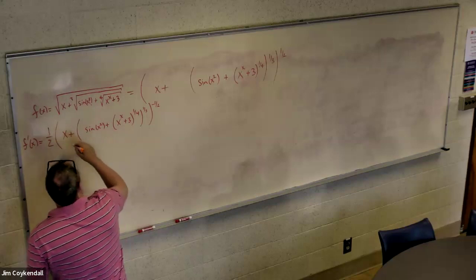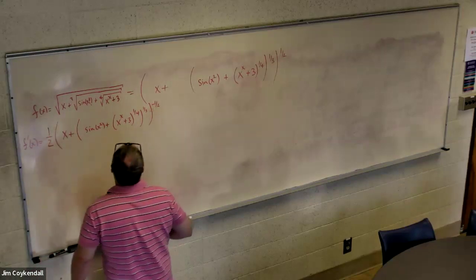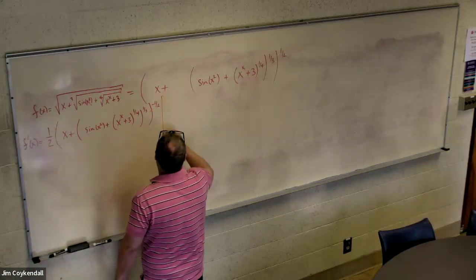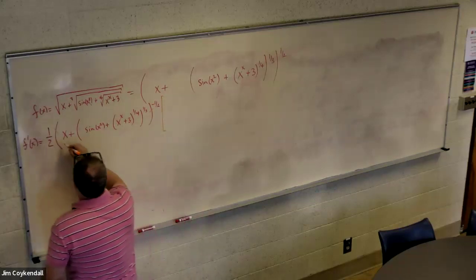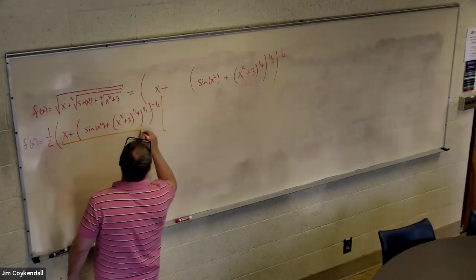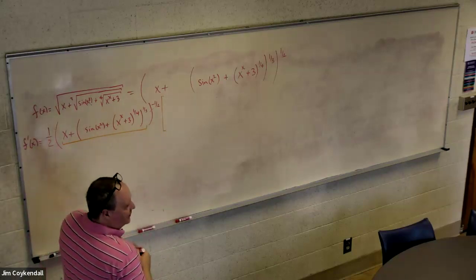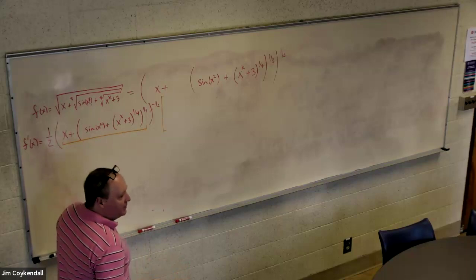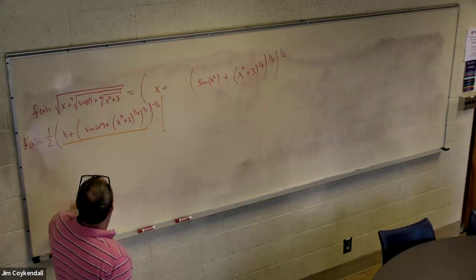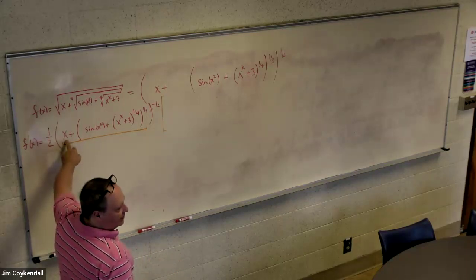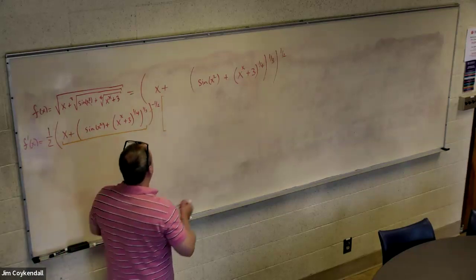Now I go inside the parentheses. What I come to is x plus a mess. Okay, let's do the square root of x. There you go.